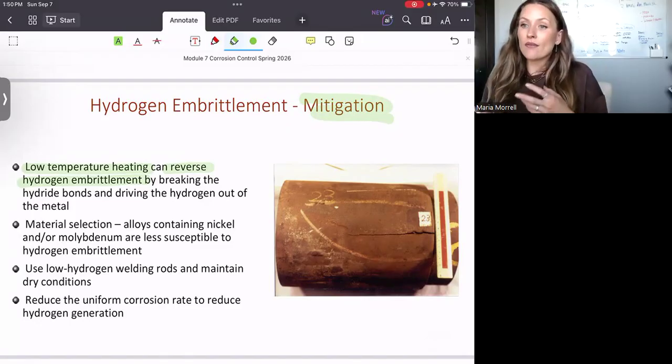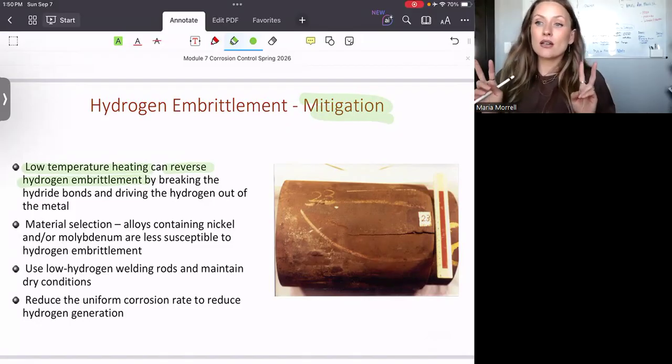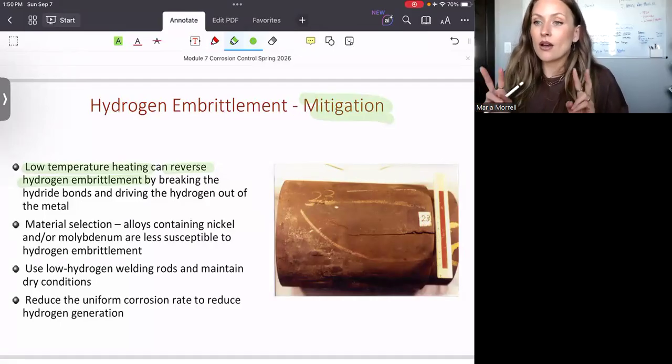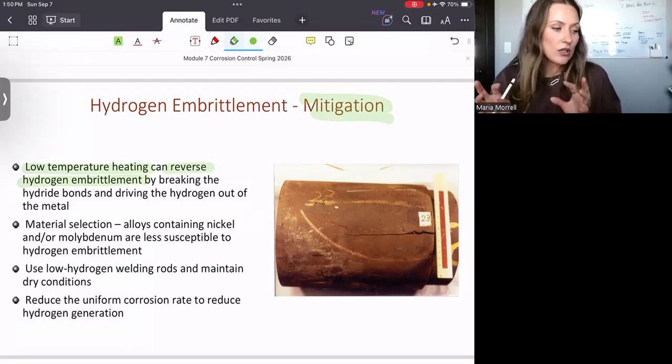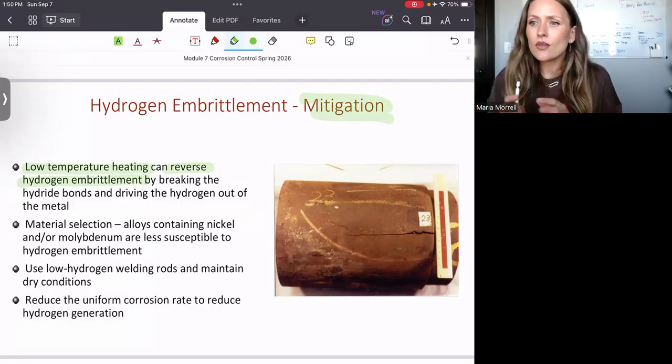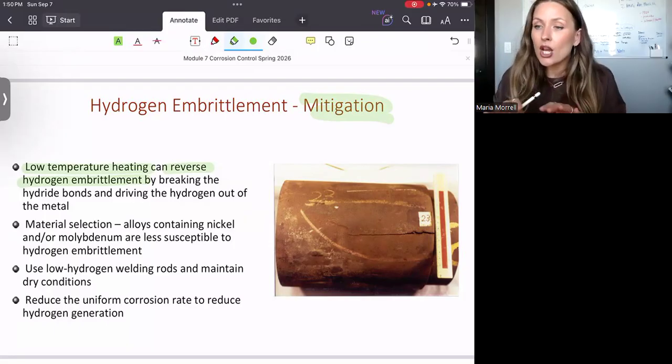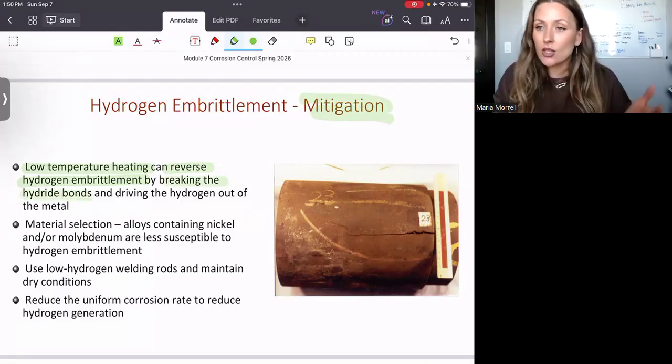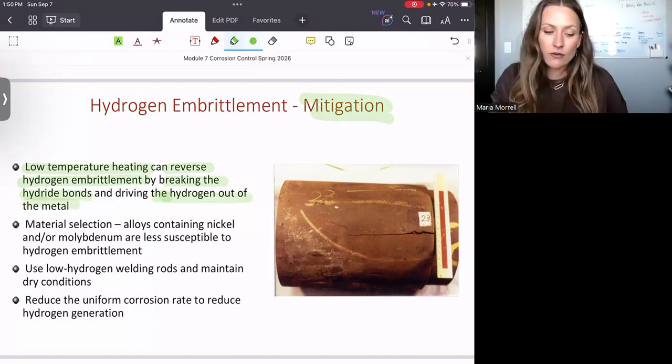even though you have this hydrogen, if you are suspicious that you may have hydrides formed as part of your material, what you can do is use low temperature heating to bake out the hydrogen, right? What happens is that you're going to break the hydride bonds, and then you can drive the hydrogen back out of the metal, right?